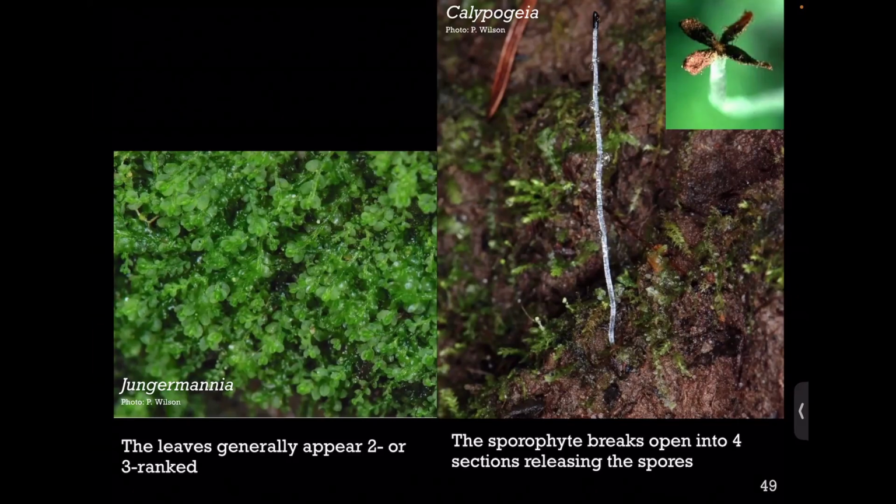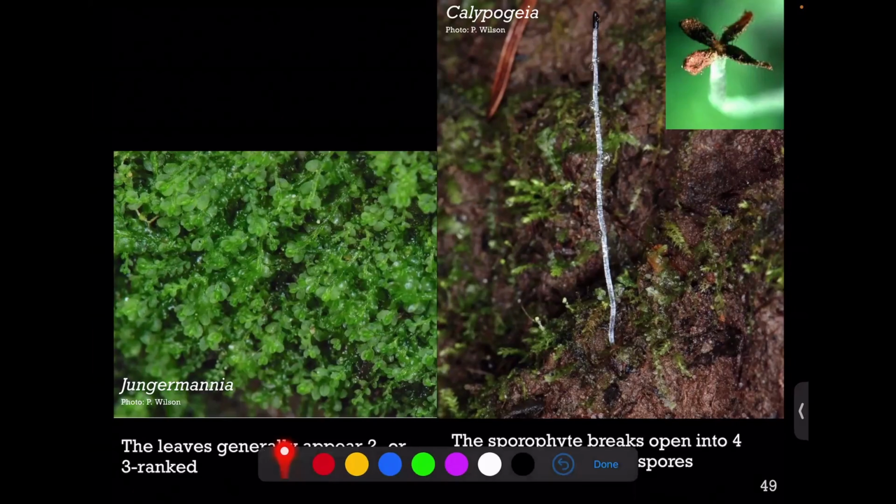But if you've got a sporophyte and it looks like a glass noodle, it's not a moss. It's just that you often don't have a sporophyte. So that's a problem. This sporophyte opens by 4 longitudinal slits like this and sheds its spores to the wind.